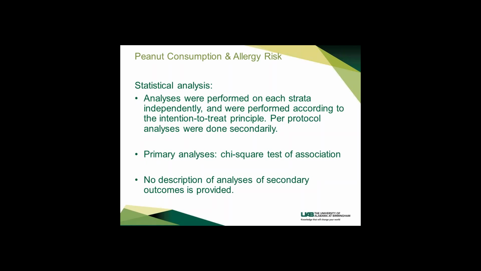So analyses were performed on each stratum independently. I mentioned that they had these two strata, they called them cohorts, and they analyzed them separately so that they didn't have this confounding due to a propensity towards allergy. They used the intention to treat principle to do their analysis. Does anyone know what intention to treat is?